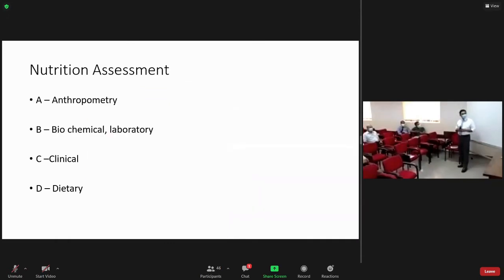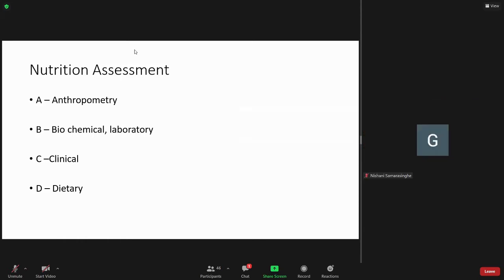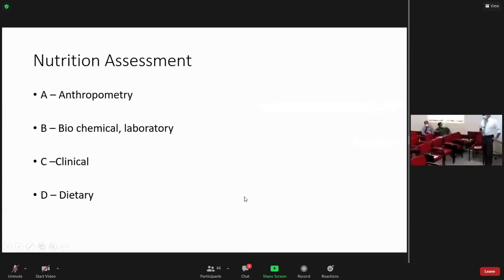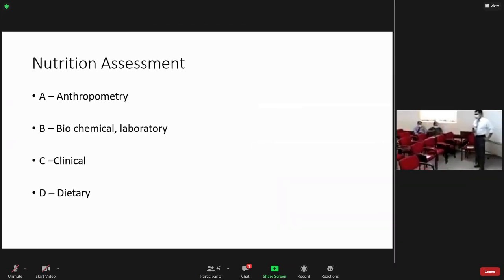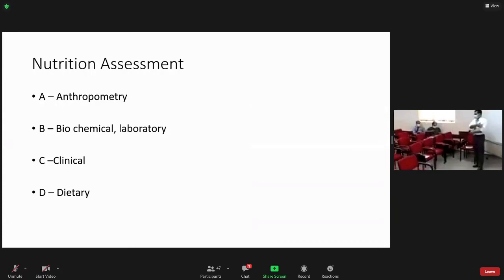That is nutritional assessment. It has 4 aspects: anthropometry, biochemical, clinical, and dietary. Under anthropometry, we commonly measure weight and height, and with those we calculate BMI. We also measure mid-upper arm circumference, calf circumference, and waist circumference. From these anthropometric measurements, we calculate the waist to hip ratio or waist to height ratio, and BMI.